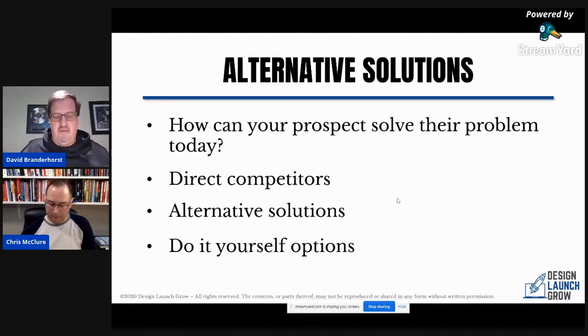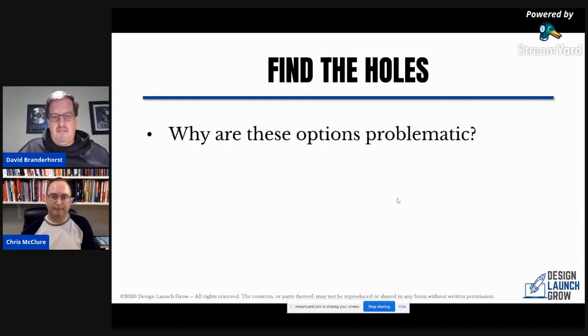How are they currently dealing with it? What are their current options that I'm up against as alternatives that I'm going to be competing against? And then as we look at those, we want to find the holes in those offers. Why are those options that are currently out there problematic? Why are those options not ideal? What is wrong with those options?